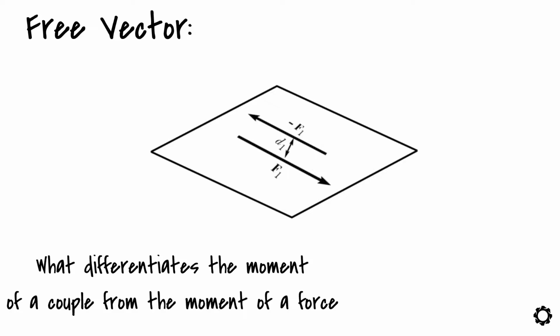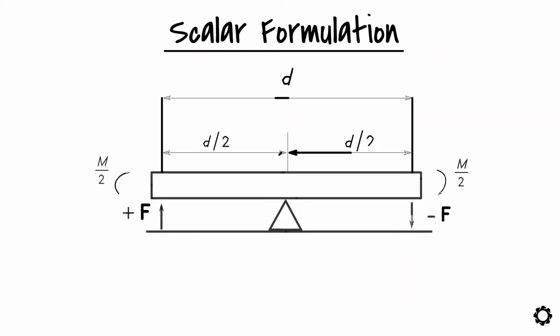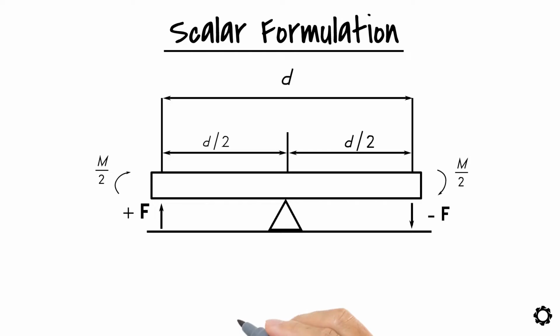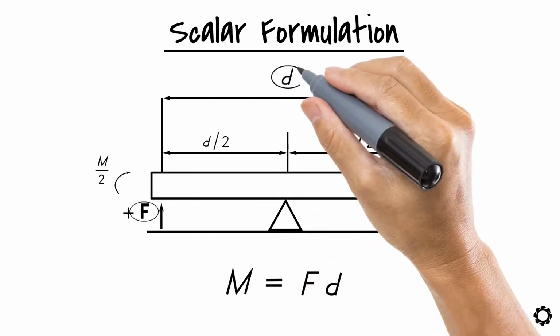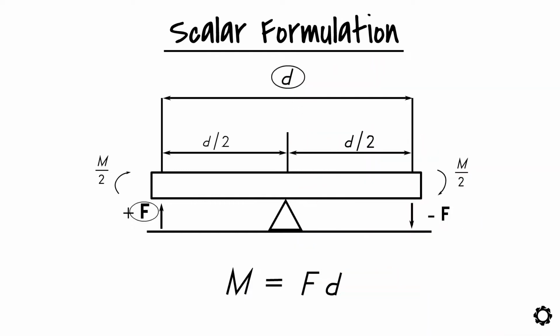How can we possibly calculate the magnitude of the moment of a couple then? Well, like in the case of the moment of a force, we could use a scalar formulation. Based on the previous derivation, the magnitude of the moment of a couple can be determined by using the following equation. M equals F times d, where F is the magnitude of one of the forces and d is the perpendicular distance between the forces.